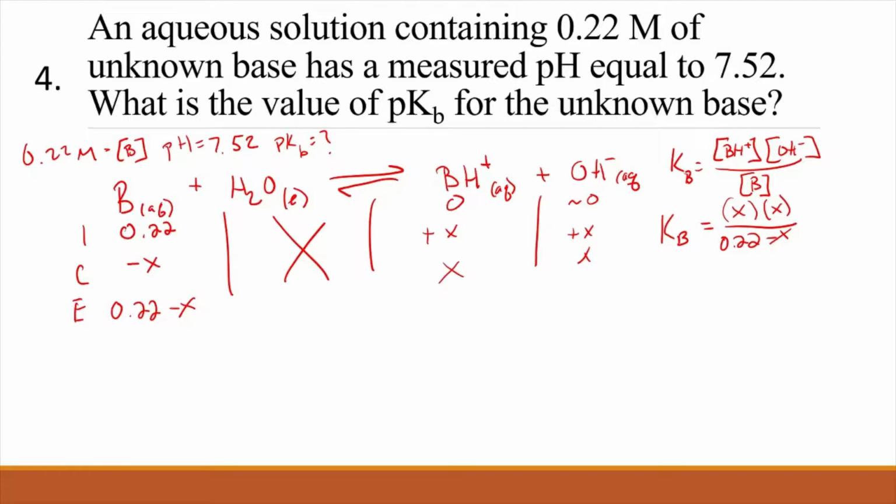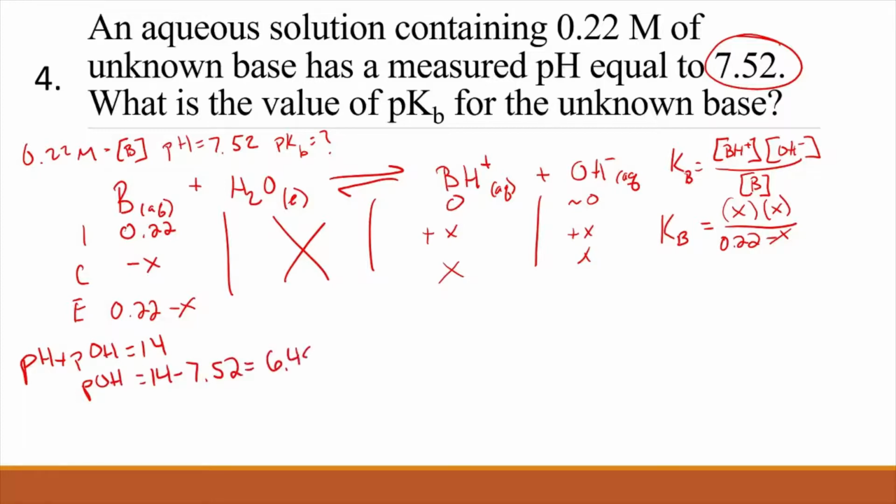And we can start by doing that by using this pH we're given. So pH is equal to 7.52. And we know that pH plus pOH is equal to 14. So our pOH is equal to 14 minus our pH of 7.52. So that gives us a pOH of 6.48, and we can use that to find our hydroxide concentration now. Hydroxide is equal to 10 to the negative pOH, which is negative 6.48. So our hydroxide concentration is 3.31 times 10 to the negative 7th molar.